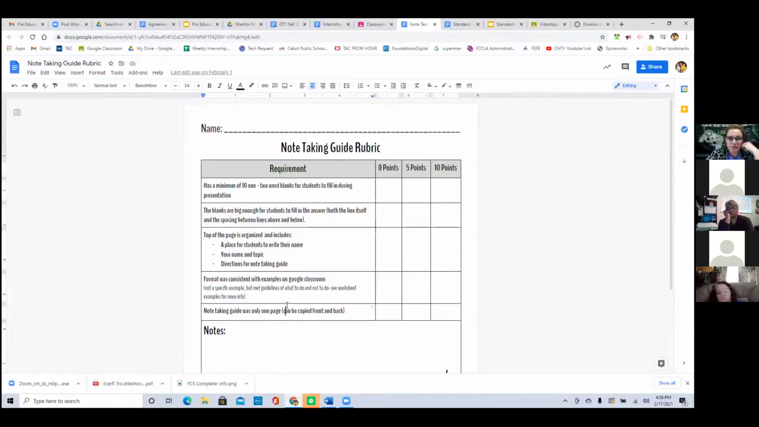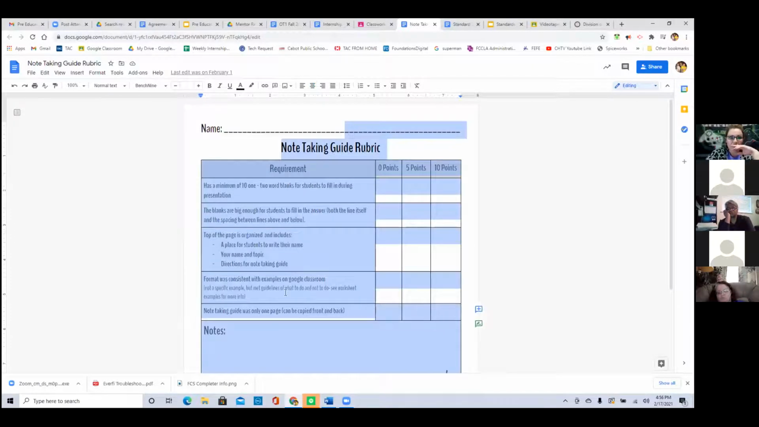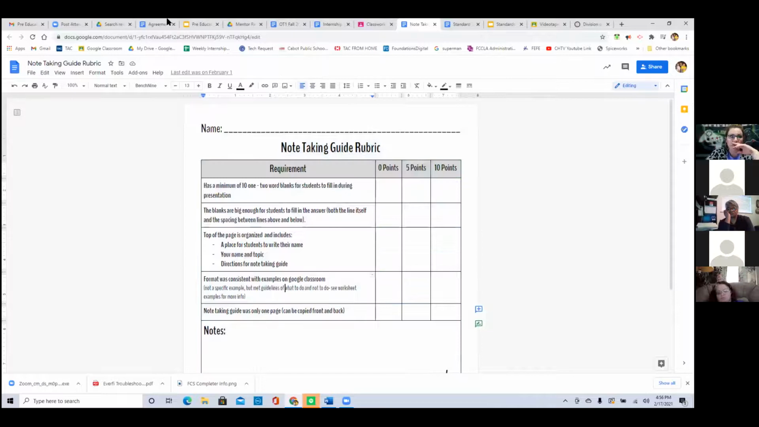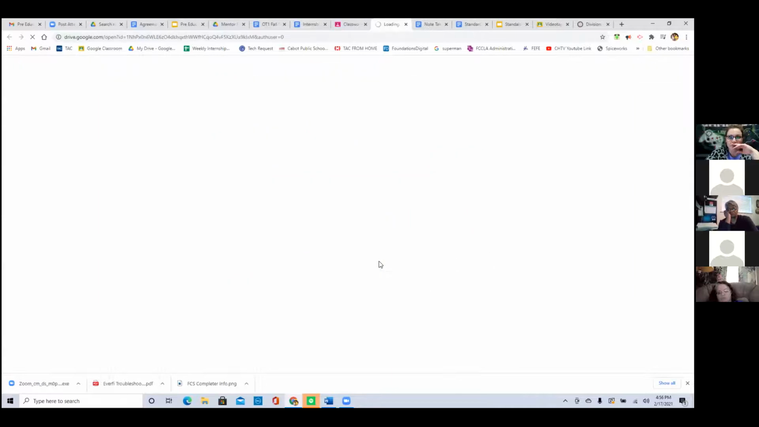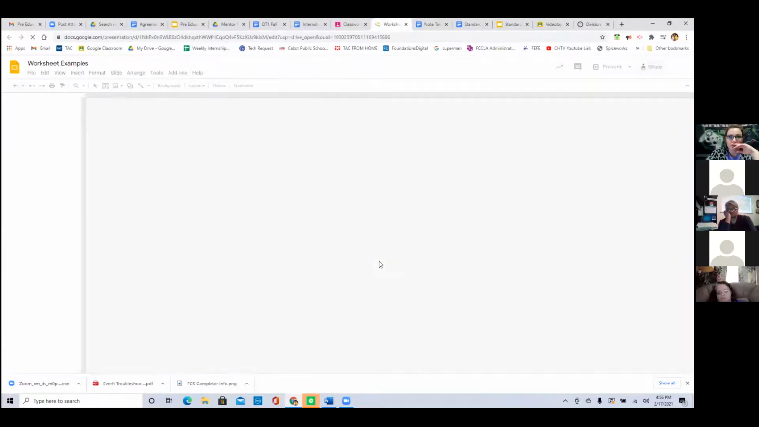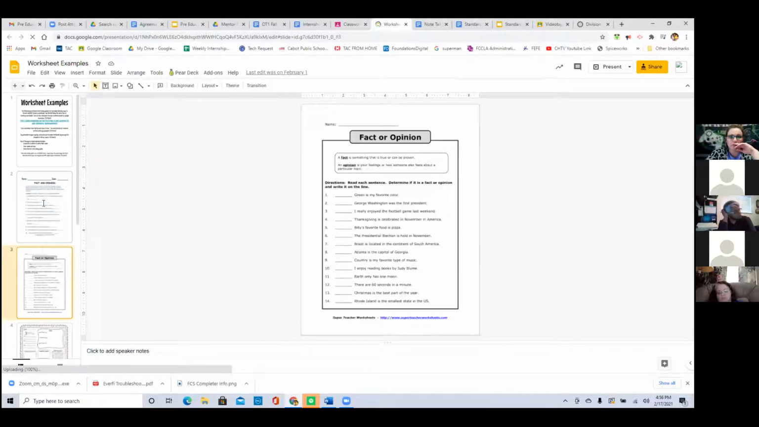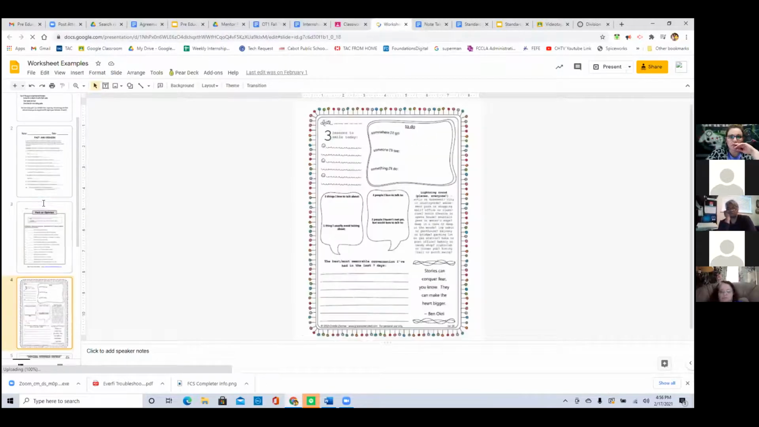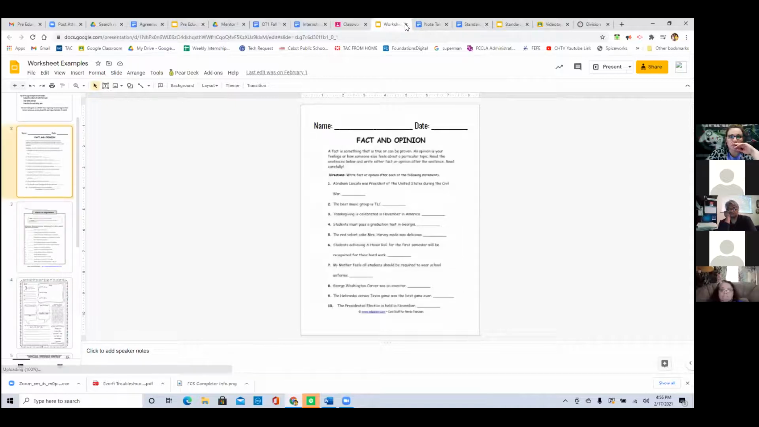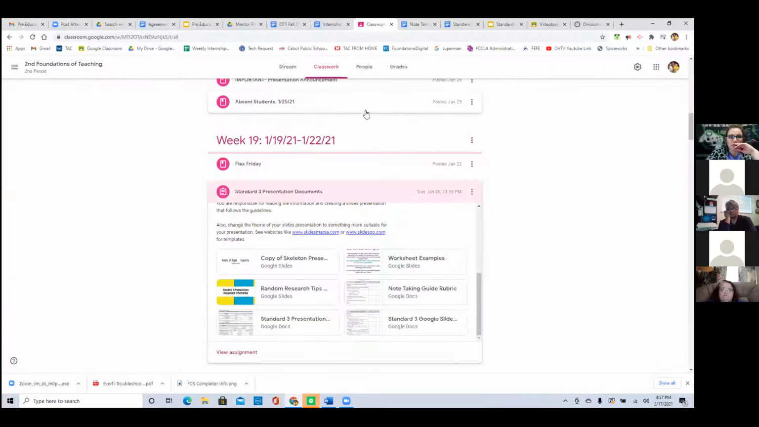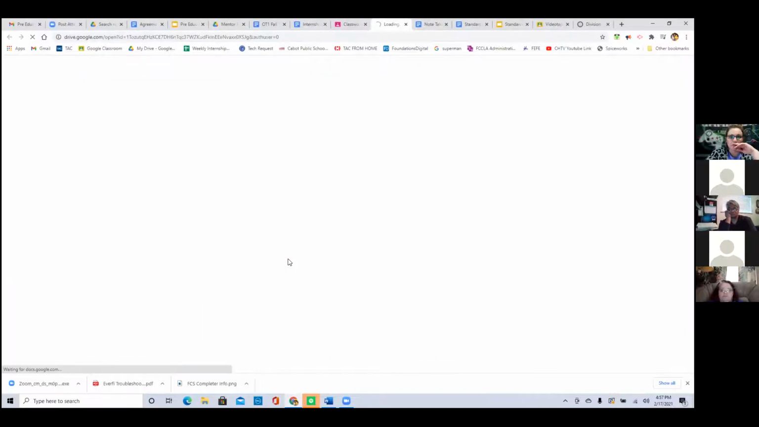And then it says its format was consistent with examples on Google Classroom. I have a link to some, and they don't have to be fancy or anything. I show them little ways that they can add text boxes and stuff like that, spacing, different things. And then this is the skeleton presentation I talk about.